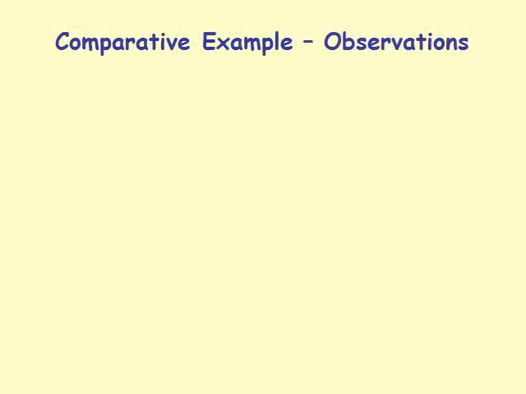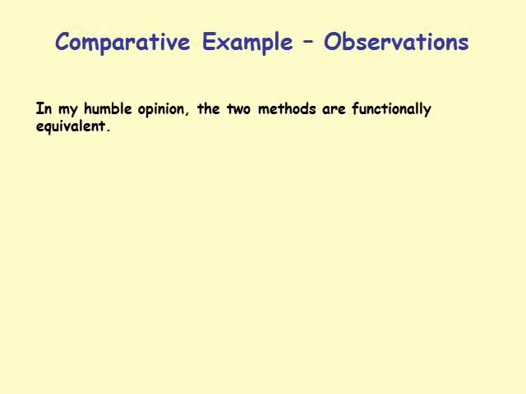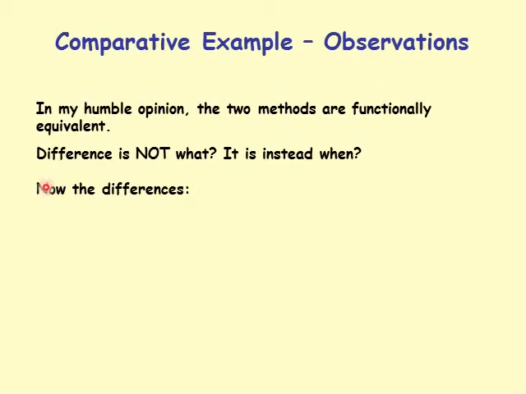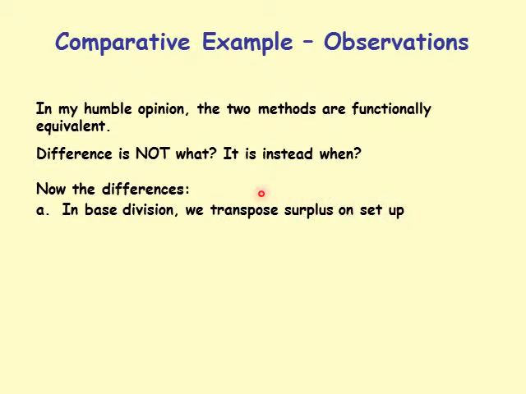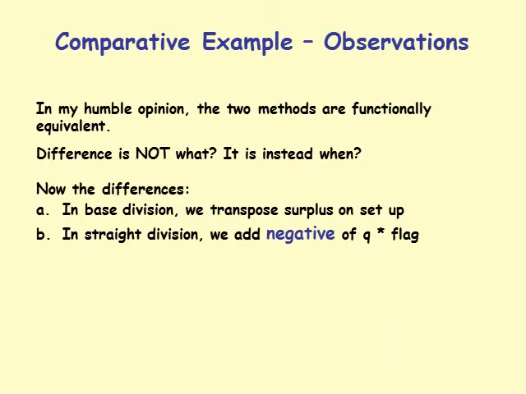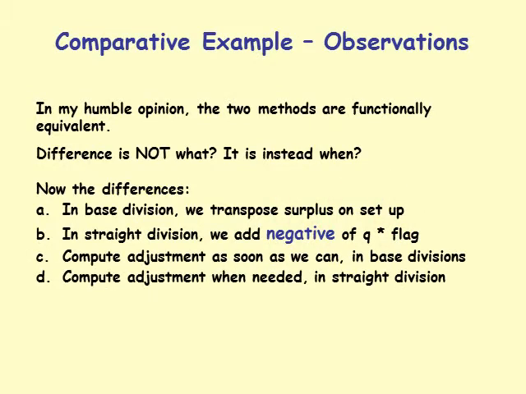Let's do some observations here now. In my humble opinion, the two methods are functionally equivalent. The differences are, in the base division we transpose the surplus on setup. So we computed the transpose of the surplus when we set up the problem. In straight division we add the negative of Q times flag, which is, the two end up being equivalent.